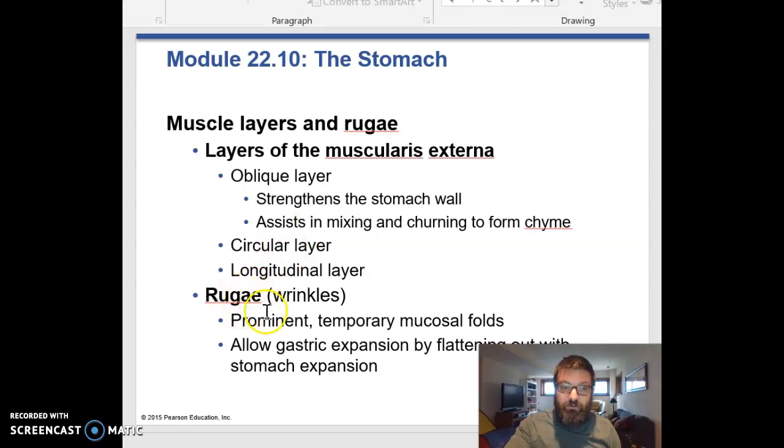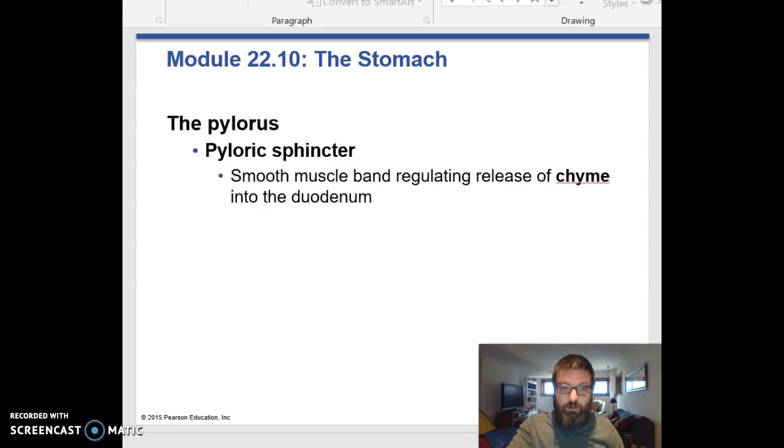You also have rugae, and rugae are wrinkles, and these are there because your stomach has to change size. When you haven't eaten in a while, your stomach is pretty small. When you put that Chipotle burrito in your mouth and swallow it, your stomach ends up having to get pretty big, and those rugae go away. And then you have a sphincter at the end of the pylorus region, which is called the pyloric sphincter. And this releases that chyme very slowly into the small intestines.